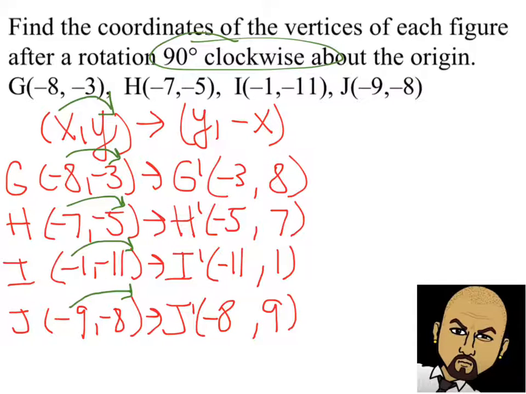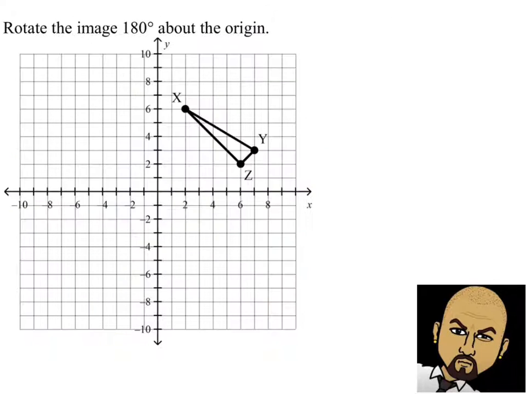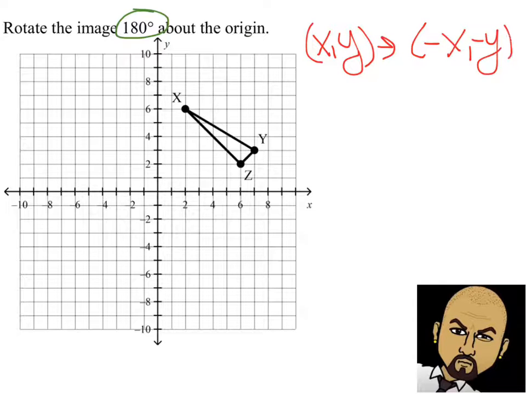All right, now let's go ahead and look at how we're going to do that when we have a graph. Here we're going to rotate the image 180 degrees about the origin. First thing we want to do is write down the coordinate notation. And as we know, the coordinate notation is going to be negative x, negative y on a 180 degree rotation about the origin.